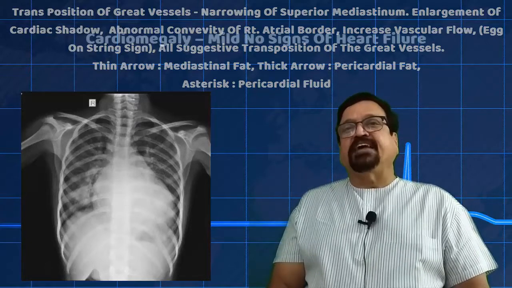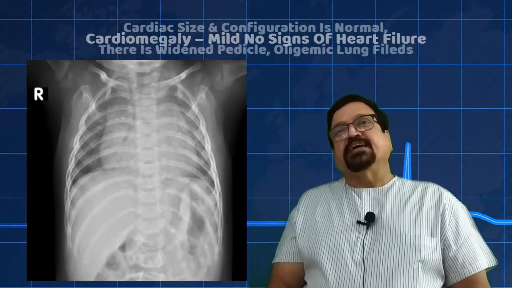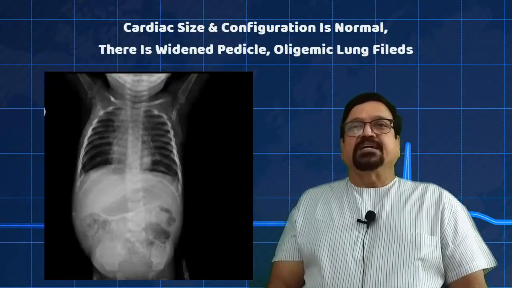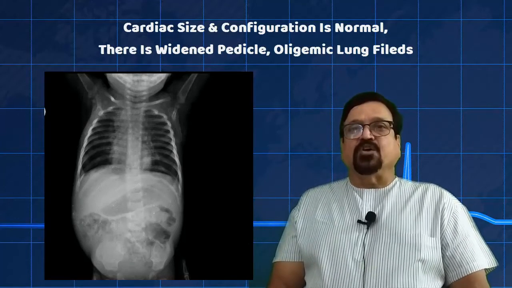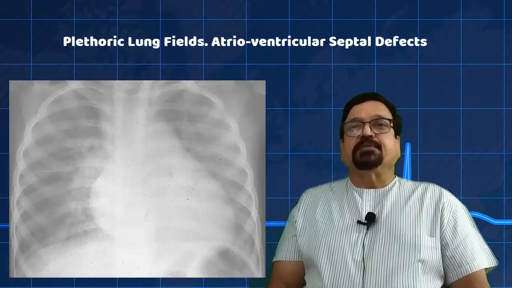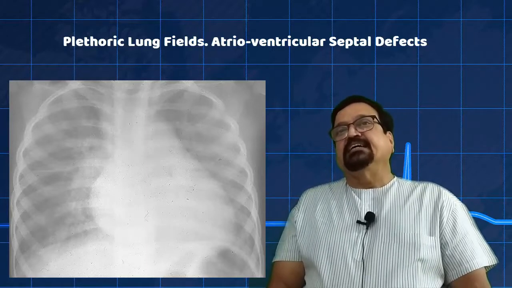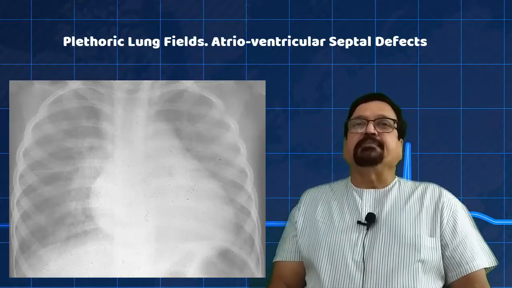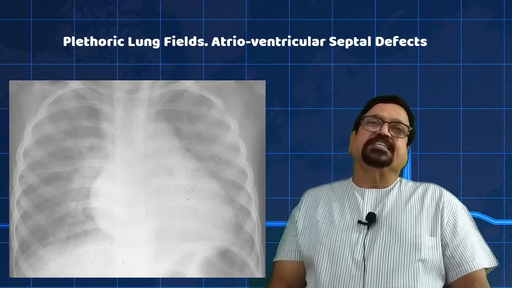There is a thin arrow, mediastinal fat. So this is mild cardiomegaly with no signs of cardiac failure. This is normal cardiac size and configuration, with widening of the pedicle and oligemic lung fields. Now these are plethoric lung fields, atrioventricular septal defect. Look at the pulmonary artery: there is pulmonary hypertension, bulging main pulmonary artery and right ventricular hypertrophy, all consistent with an intracardiac shunt.